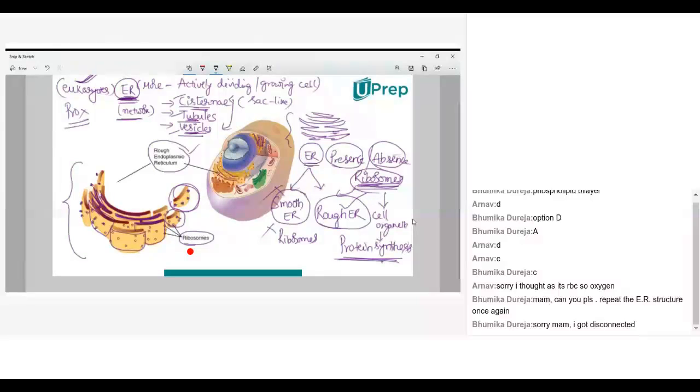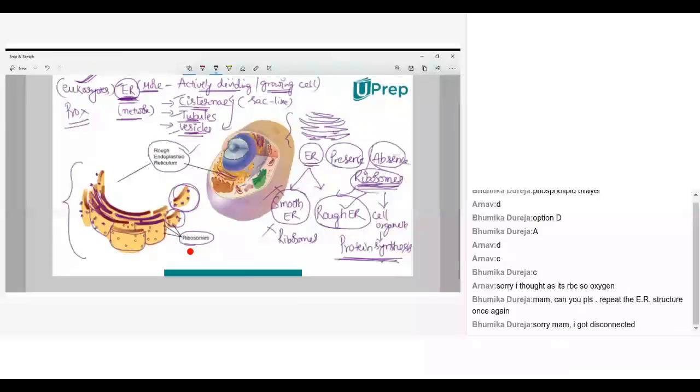Now, in this animal cell diagram, there is a little endoplasmic reticulum, here one and here one they have shown. But you will find more endoplasmic reticulum in cells which actively divide and grow. So when a cell is in an active growing stage, the endoplasmic reticulum will be more in number. That's about endoplasmic reticulum.